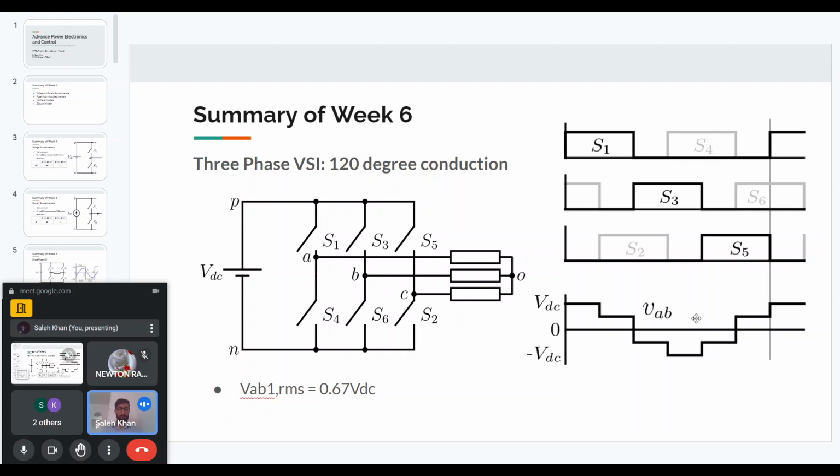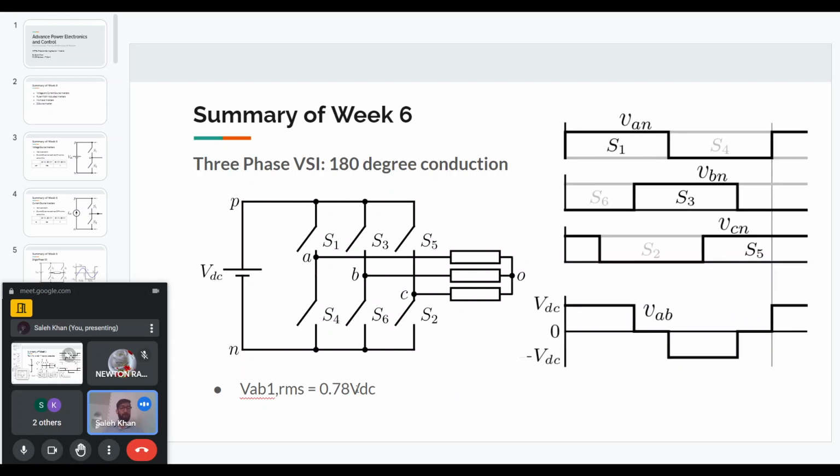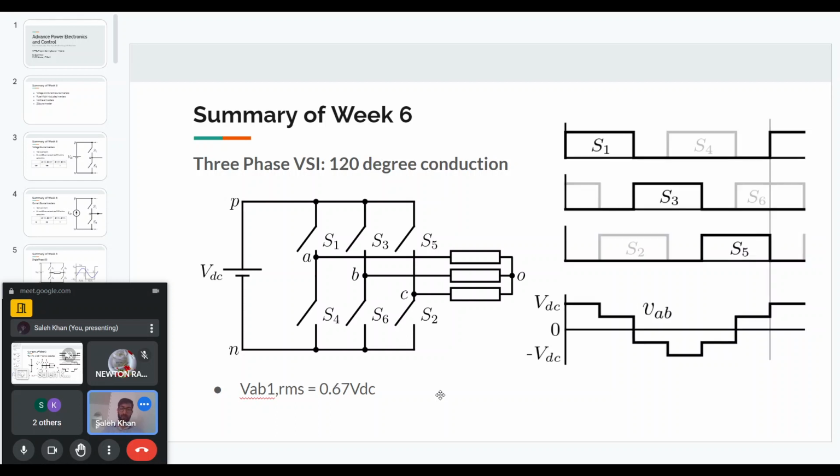and you will see, if you do the Fourier analysis, that the fundamental is 0.67 VDC. This is less than 180 degree conduction, where we had gotten 0.78 VDC. So 120 degree conduction is a different method here. The advantage is that the device is conducting for less amount of time. But the drawback is that we get less voltage at the output.